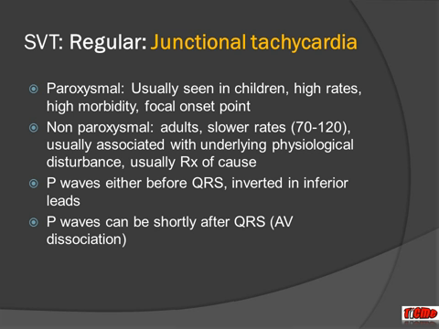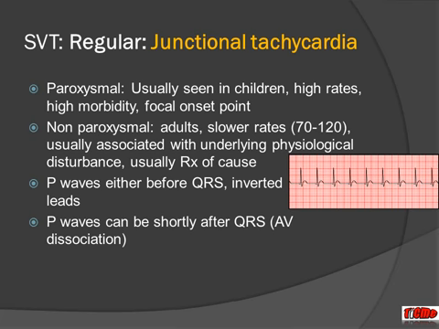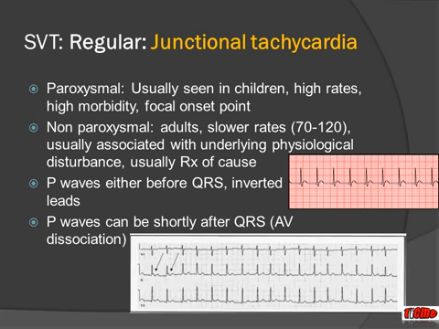And P waves can also be very shortly after the QRS complex, and that shows you that there's some AV dissociation. This is just a little rhythm strip of a junctional tachycardia in a child, and here's a rhythm strip of junctional tachycardia in an adult showing the little P waves in the QRS complex.